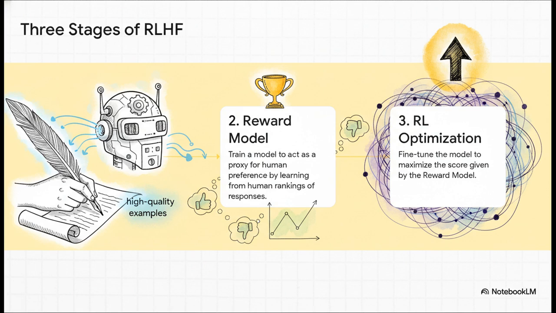Step 2 is the clever part. You have humans look at several different AI-generated answers and rank them from best to worst. You use this data to train a separate AI, called a reward model, to act as a judge of what humans like. And finally, in step 3, you fine-tune the main AI with one simple goal: generate answers that get the highest possible score from that judge.